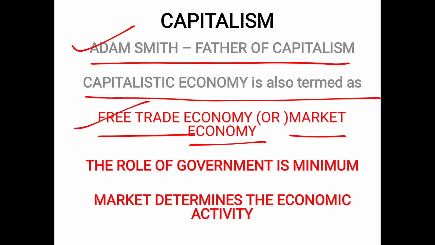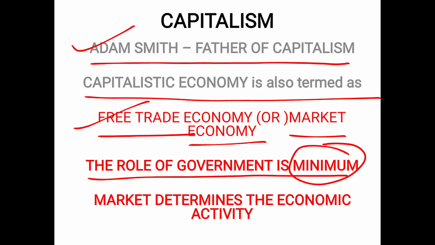Now, what is the role of the government? The role of the government is supposed to be minimum. Very little interference of the government. And who determines the economic activity? It is the market that determines the economic activity. So, there are three objectives for you, children, in this. Who is the father of capitalism? Adam Smith. Capitalism is also termed as free trade economy, as market economy. That's also another objective. And what is the role of the government? The role of the government is only minimum. So, you have objectives 1, 2, and 3 for you.